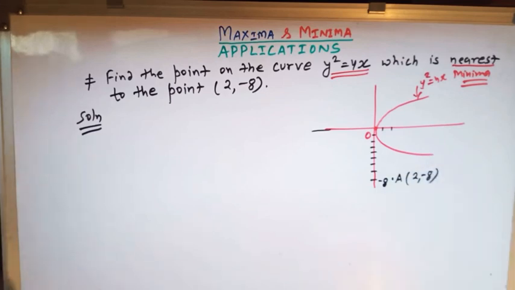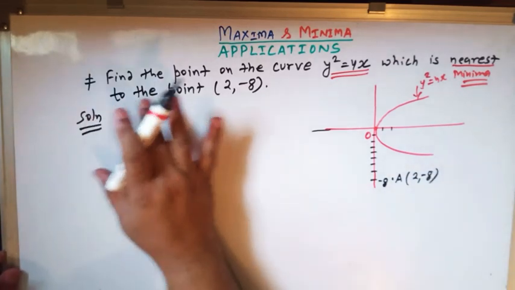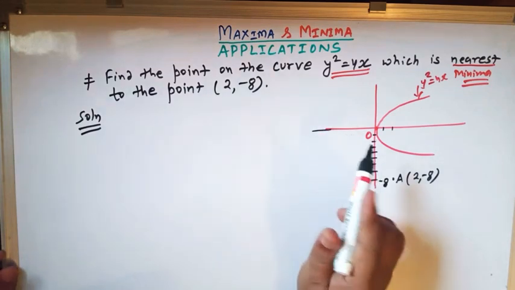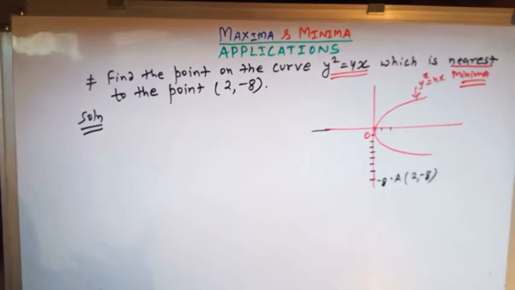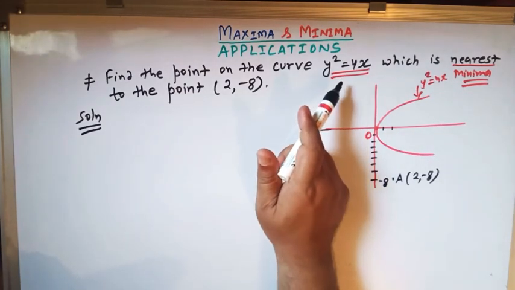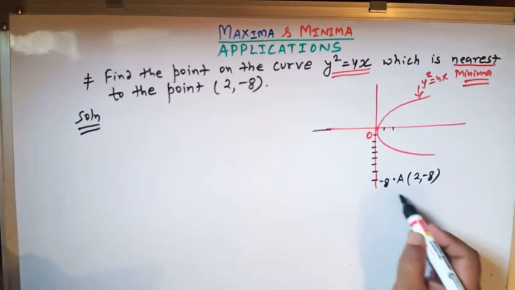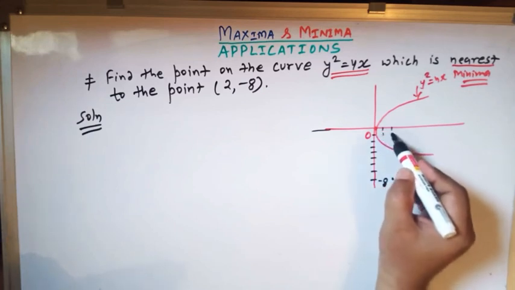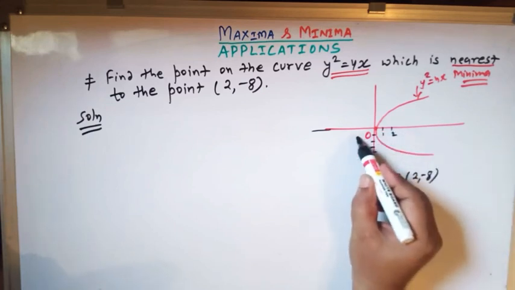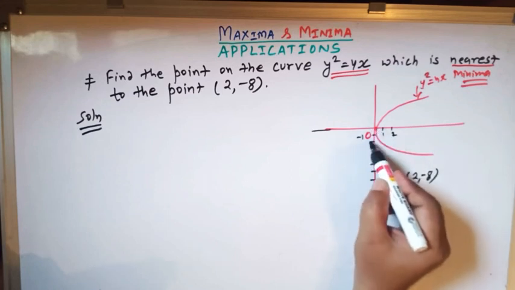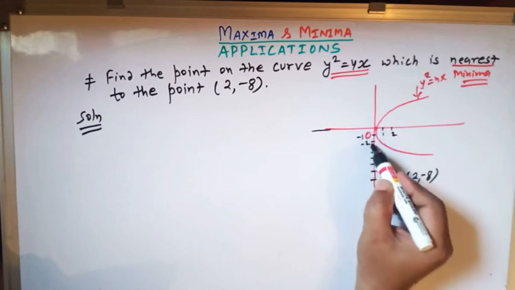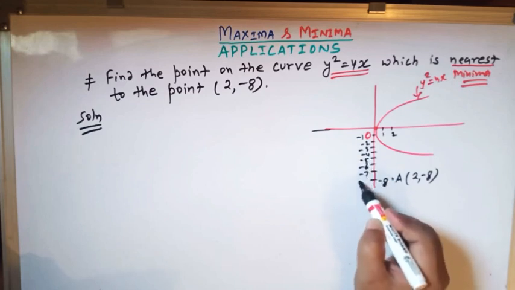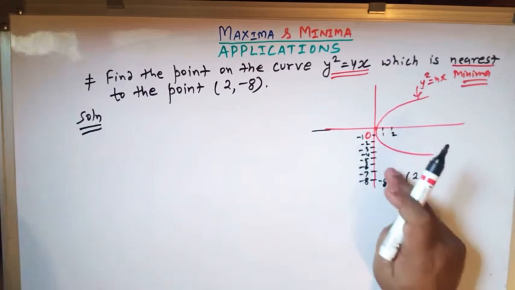Now what is the meaning of this problem? The meaning of this problem is we have to search for a point lying on this curve which is nearest to this point. Now we have located this point here. See, this is 1, this is 2, and here we have minus 1, and this is 0. This is minus 1, minus 2, minus 3, minus 4, minus 5, minus 6, minus 7, and this is minus 8.